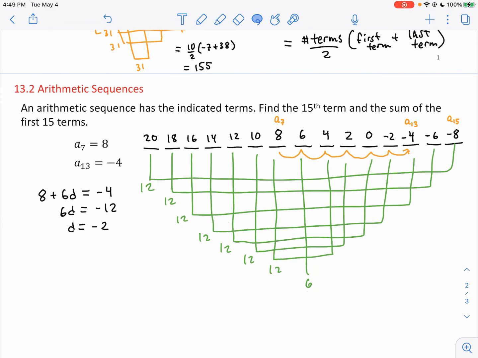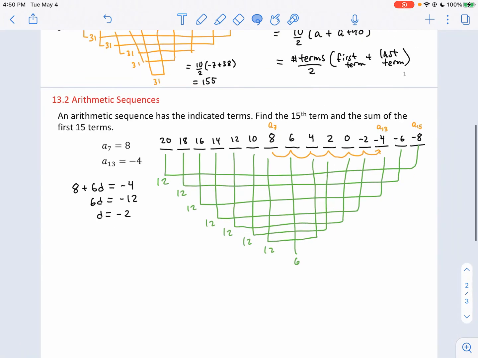copies of 12. And it should always be that the term that's right in the middle is exactly half of what the common pairings add up to. They all add to a common 12, and the one left in the middle should always be exactly half that with an arithmetic sequence. So we can see that if we add the first and last and get 12, we need to do 7 and a half copies of 12.